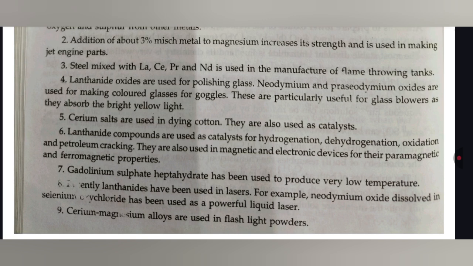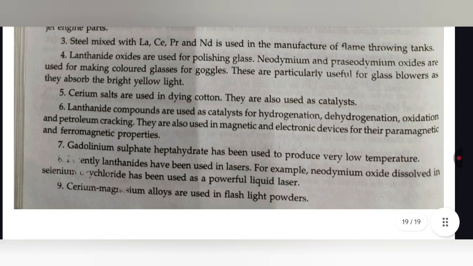Sixth is lanthanide compounds are used as catalysts for hydrogenation, dehydrogenation, oxidation, and petroleum cracking. They are also used in magnetic and electric devices for paramagnetic and ferromagnetic properties. Gadolinium sulfate heptahydrate has been used to produce very low temperature. Recently, lanthanides have been used in lasers. For example, neodymium oxide dissolved in selenium oxychloride can be used as a powerful liquid laser. Cerium magnesium alloys are used in flashlight powders.